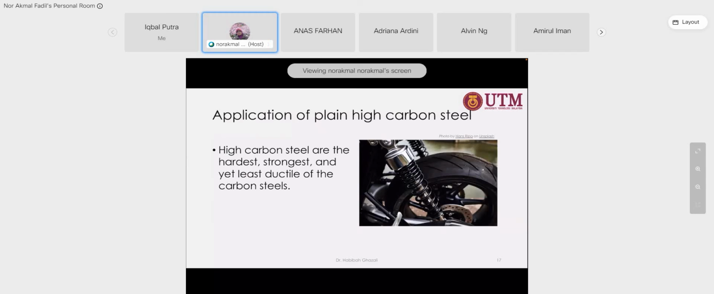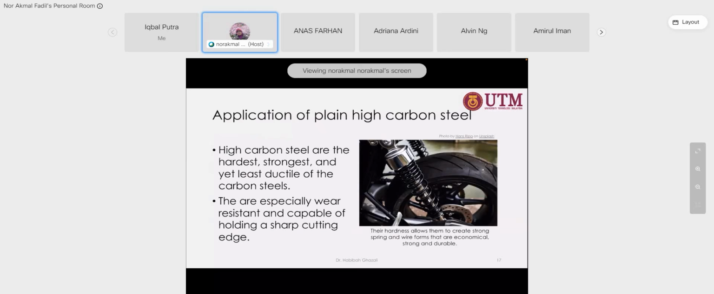All right, look at the application. High carbon steel is the hardest and strongest, and yet least ductile of the carbon steels. It is especially wear resistant and capable of holding a sharp cutting edge. Why? Cutting tools. So you know the function of cutting tools, right? It will cut anything, and to cut anything, it requires a sharp structure. A sharp structure is very tiny at the end. If it is ductile, it can easily be blunted.